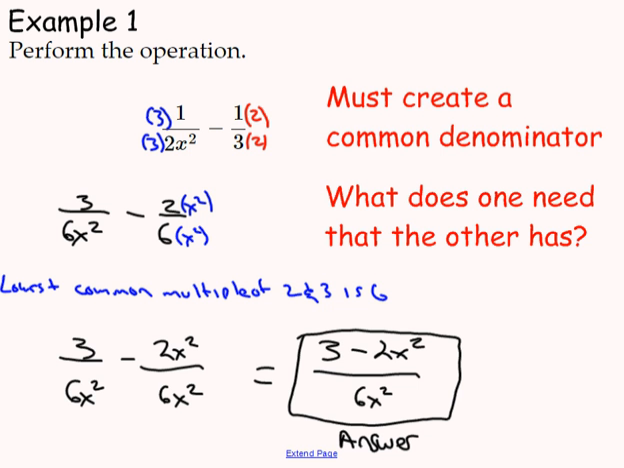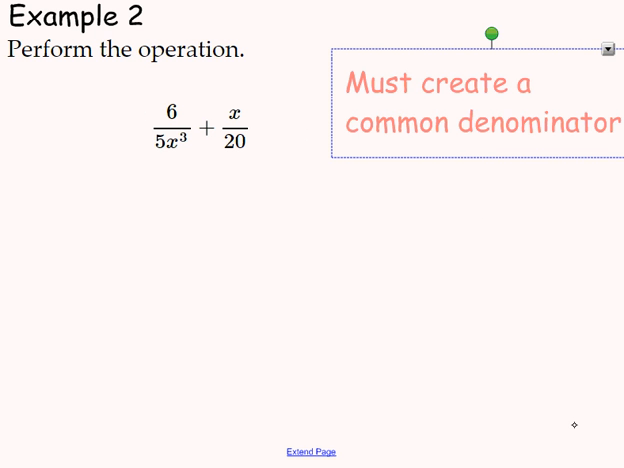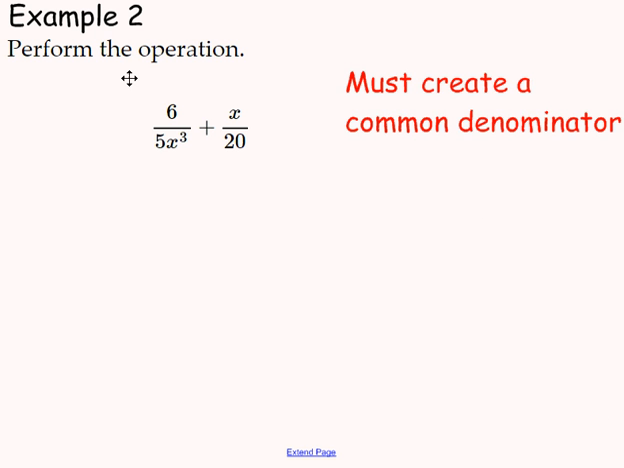Let's try another one. So again, you have to create a common denominator. So I can multiply this by 4 to get that 20. So when I multiply that by 4 and that by 4, I'll get 24 over 20x to the third. And then here I'm just going to write that fraction over. I'm just going to have x over 20.